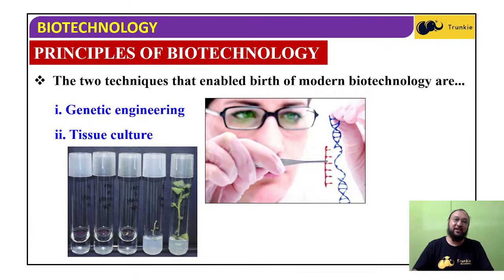So genetic engineering is understanding the gene, or gene configuration, or you can say the sequence of the DNA, and then manipulating, changing, or recombining the gene. Another is tissue culture, where small tissues or a group of cells are cultured in the lab for production of parts of the organism or the whole organism. So tissue culture and genetic engineering are the two techniques that enabled the birth of modern biotechnology.